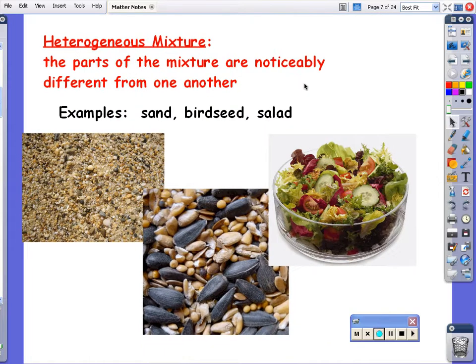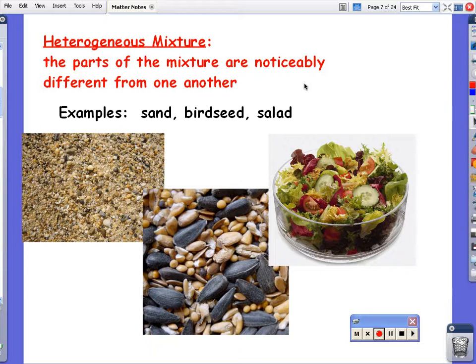Heterogeneous mixtures are the easiest type of mixtures, in my opinion. Birdseed is a good example of a heterogeneous mixture. You can clearly see the different pieces of the different seeds. The key word here is noticeably different. Salad is a fantastic example because lettuces can be seen in this picture, as well as cucumbers and tomatoes, and these things are just very noticeably different. And the sand over here has different colored particles, different shapes, and so forth. Very easily detectable that they're different.